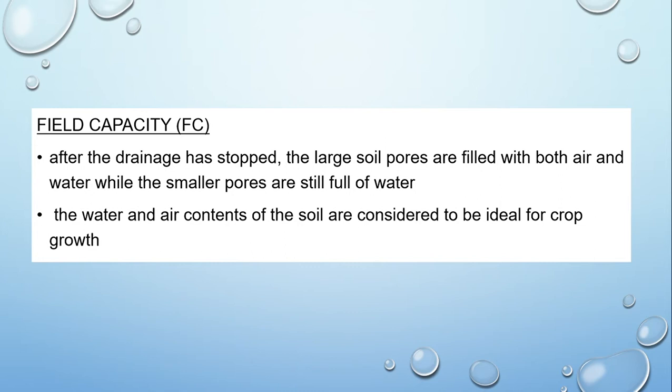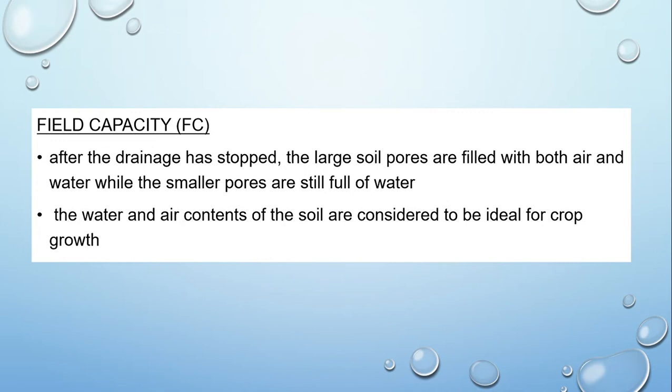If the draining of water has stopped, like for example, you have a pot with soil. Then you fill it with water and it keeps draining. When it keeps draining, that is the percolation. So once it stops draining, then that particular soil moisture condition is the field capacity. While it is still draining, then that condition is saturation.